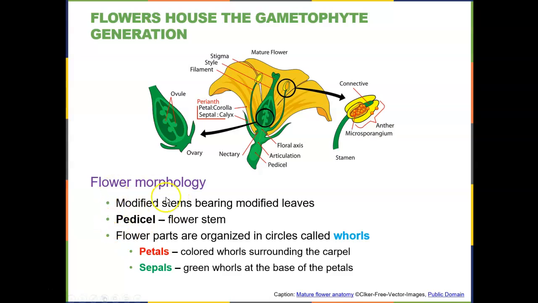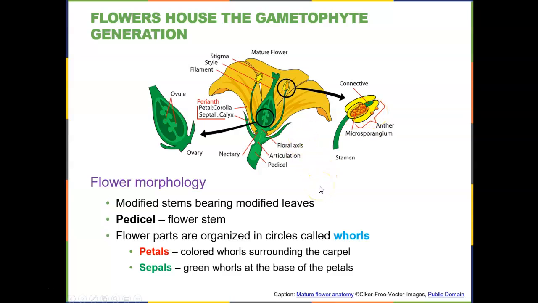So if we are talking about a perfect flower that has both female and male components, the female gametophyte will be found in the ovary, and the gametophyte is the ovule, whereas the male gametophyte will be found as part of the stamen, in the anther specifically, and it is the pollen grains.